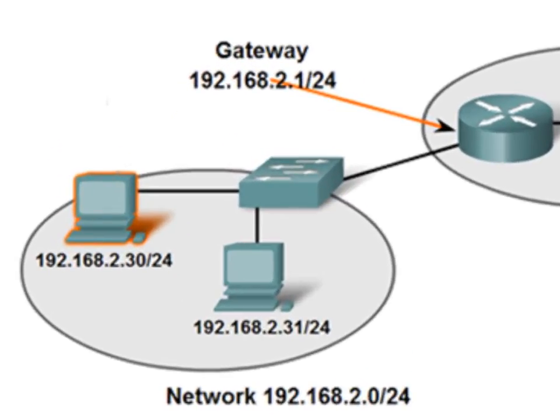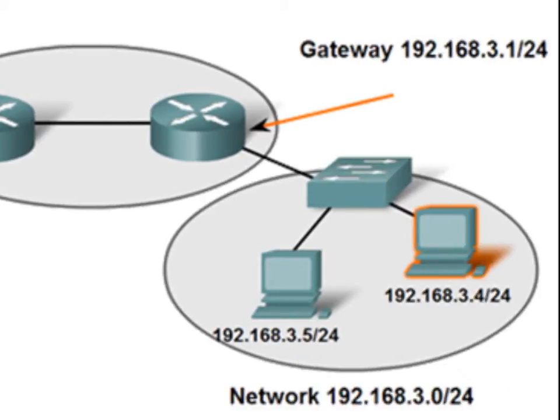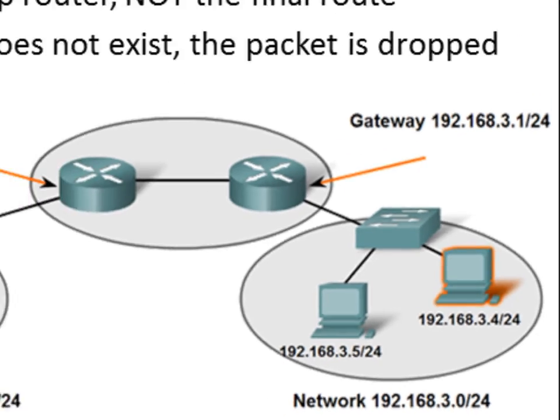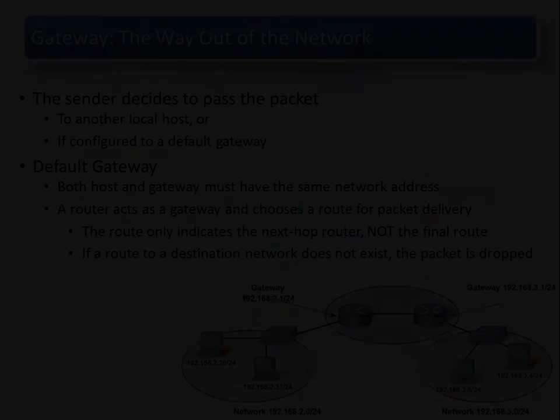In this case, PC 192.168.2.30 and gateway 192.168.2.1 belong to the same network, 192.168.2.0. The same is true about the other network. If the default gateway is configured incorrectly, the host can communicate with other hosts on the local network, but is unable to communicate with hosts on remote networks.